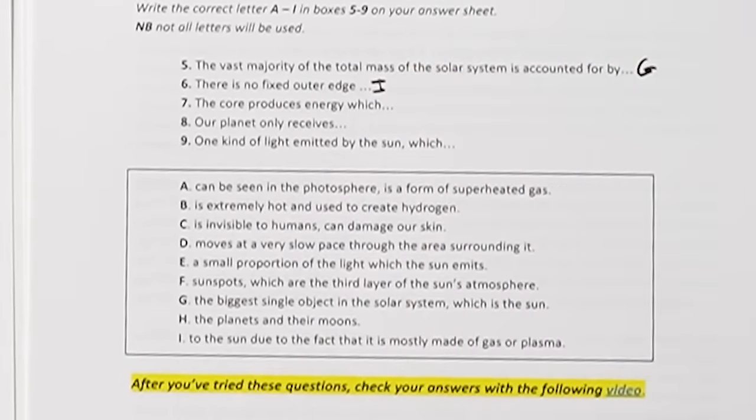Now you might be thinking, I don't know what plasma is. I've never heard of plasma. You might be unfamiliar with helium and hydrogen even. It might be completely different in your language. But if you're hoping to get a band 7, 8, or 9, you know basic grammar. You know that I is the only one grammatically that makes sense, so that's going to help you answer the question.